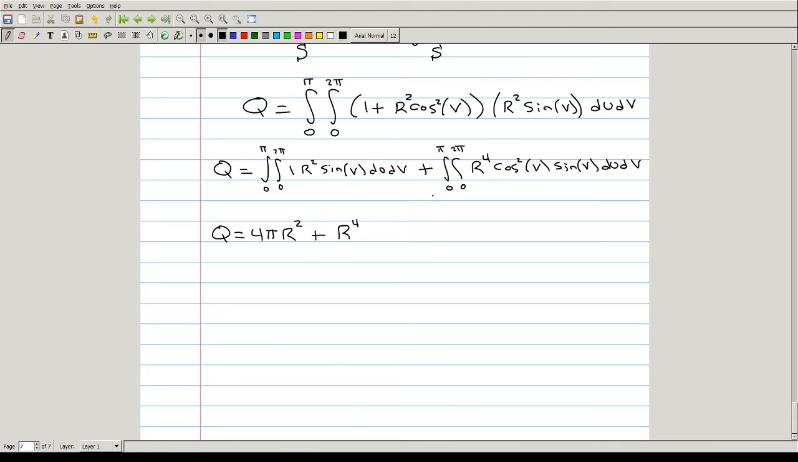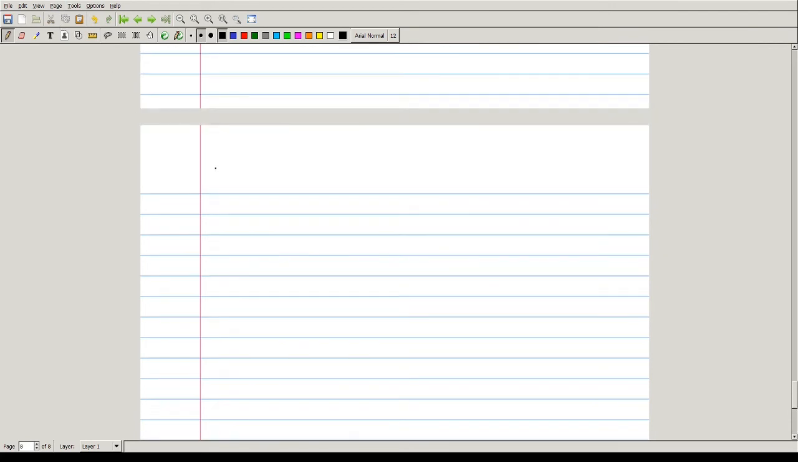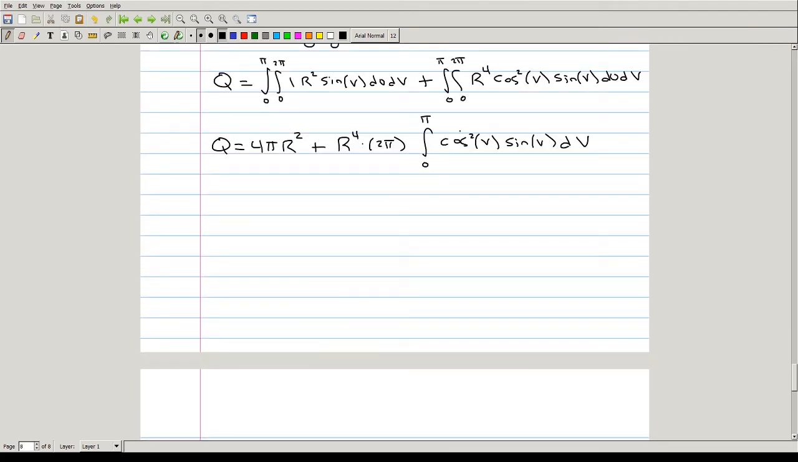And the function here only depends on v, so the first integral with respect to u is just going to be 2 pi times the integral from 0 to pi of cosine squared of v sine of v dv. And we can do a substitution here. We'll call it w substitution, w is equal to cosine of v, which means that dw is equal to negative sine of v dv.